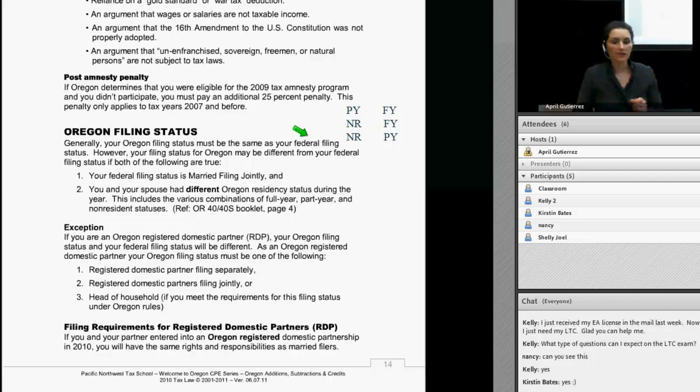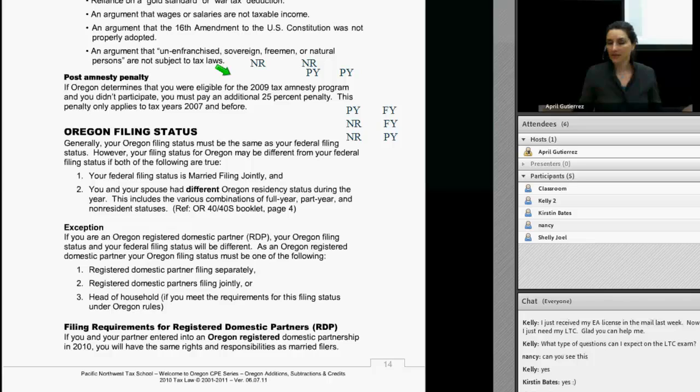Now let's compare that, say, to a situation where you've got two filers, both of whom were non-residents all year. If you're both non-residents all year, then your residency status is the same. And if you're both part year residents, then your residency status is the same.